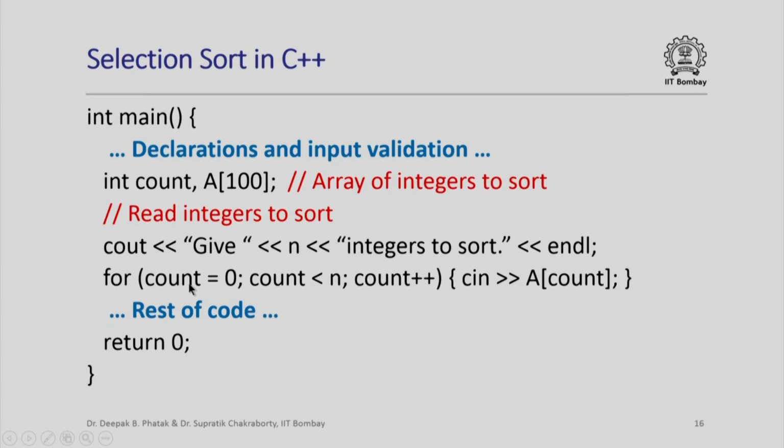Now after we have done this input validation, we are going to read the actual integers that we are required to sort. So I have used an array A of size 100 to store the integers, and this is another integer variable count that I am going to use to read in the actual integers to sort. So I ask the user to give the integers to sort, however many integers the user said he or she is going to provide, and then in a simple for loop I read in all of the integers that the user provides in the array A. Note that in this case the elements will be stored in A0 through An minus 1.